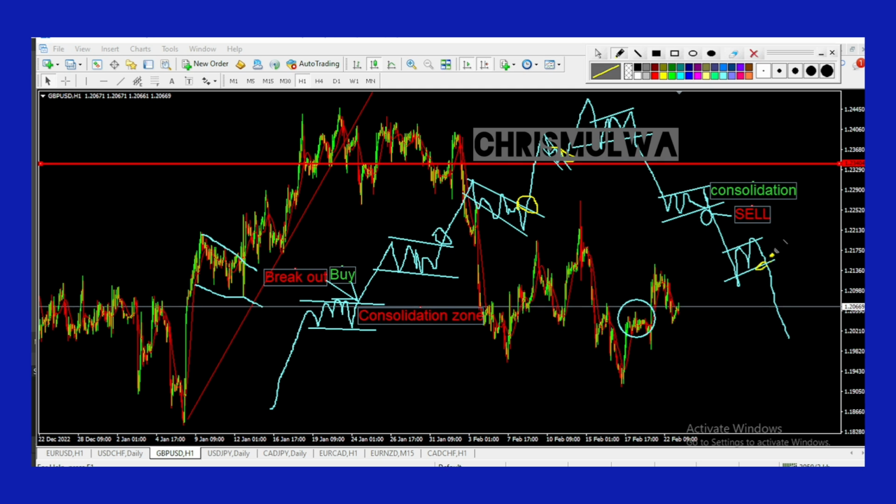Once you place this trade and put your stop loss at a point like here, don't be in a hurry to close this trade when you see the market consolidating. Wait for it to break out. Don't be under pressure to place a new trade, because that will not help you. So I think you understand that.